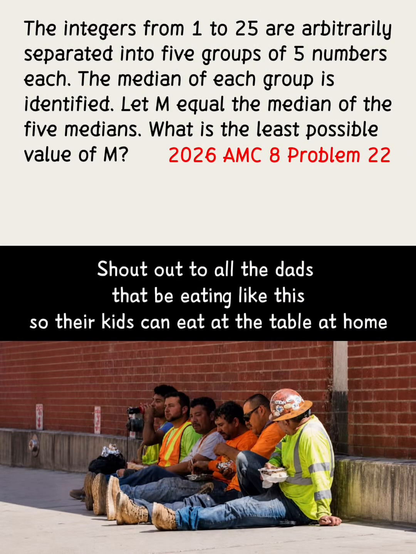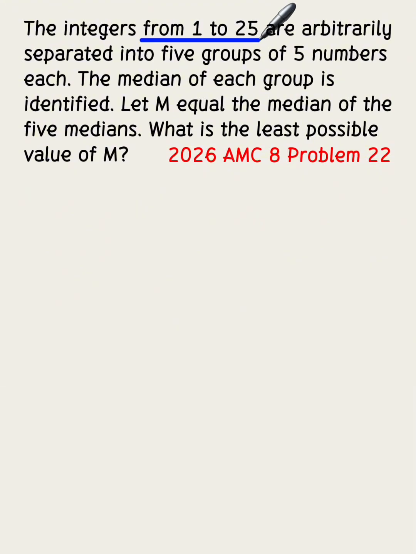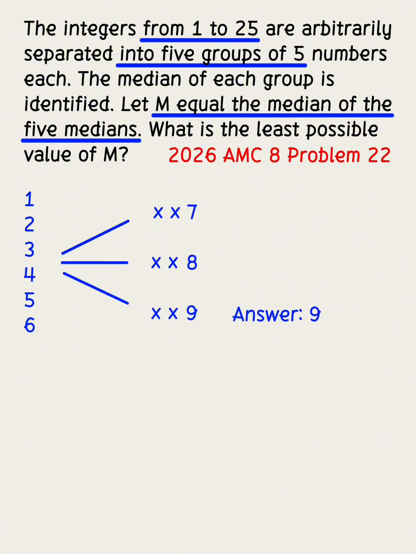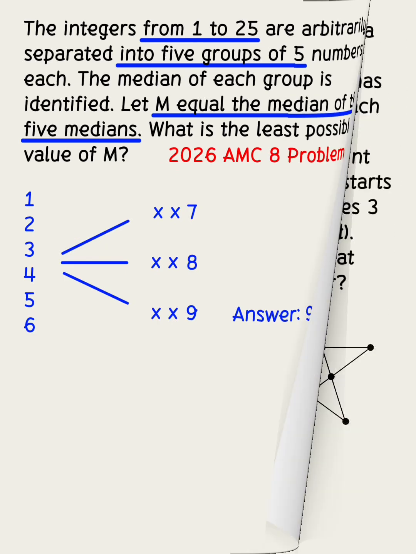Here, the integers from 1 to 25 are divided into 5 groups of 5. What is the least possible value of the median of the 5 medians? To minimize the median of the 5 medians, we only need to minimize the medians of 3 groups. The third smallest median is the required value. We do not care about the medians of the other 2 groups.